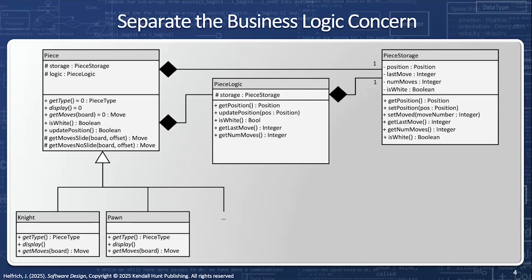This association is going to be composition and to be exactly one, which means I can get rid of my old connection to piece storage. So let's write the code up to this point in time and then we'll continue on. Okay, the first thing I'm going to do is create a piece logic.